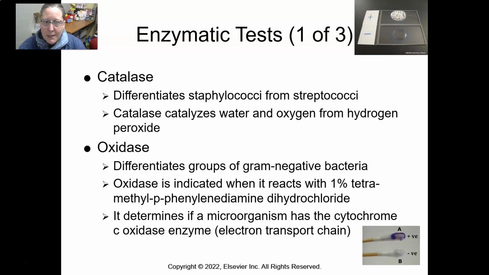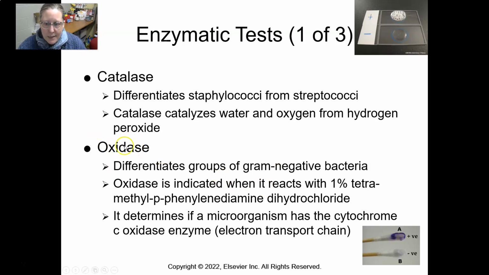And then we also have some enzymatic tests that can be done. Some of these are rapid tests, easy to do. You can do them straight off the colonies that are growing on the plate. The catalase test can differentiate staph from strep. You put some of the colony on a slide, add hydrogen peroxide, and watch for bubbling. If it bubbles, it's catalase positive, and it's likely staph. And if it does not bubble, it is catalase negative, and it's likely strep.